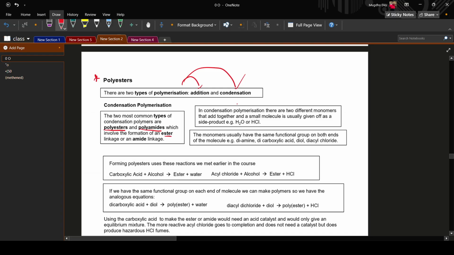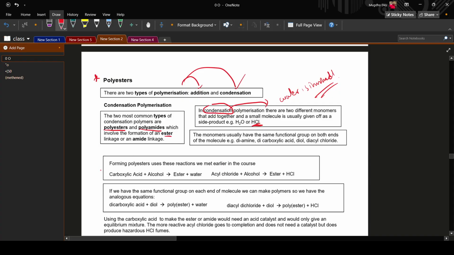So, for example, let's discuss condensation polymerization first. In condensation polymerization, there are two different monomers that add together and a small molecule is given off as a side product. Now the name says it all. Condensation means water is involved, right? So that means the byproduct which will be produced is either going to be water or hydrochloric acid.